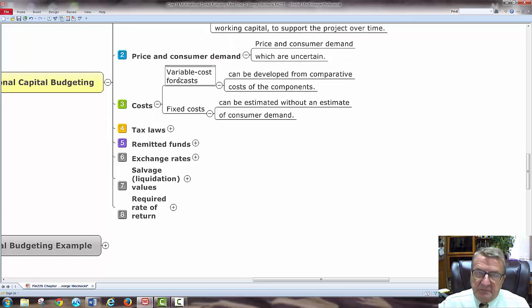Now the costs. You have 2 types of costs you've learned from accounting. Variable costs can be developed from comparative costs of the components. I can always figure that out once I've got it. And your fixed costs. Fixed costs can be estimated without an estimate of consumer demand. What's the fixed cost? I'm going to put the building here. It's going to cost me so much for taxes, so much for maintenance. That's my fixed cost. It doesn't change. And with my variable cost, my electricity may go up and down, but overall the rates are fairly stable. Okay, so those are there.